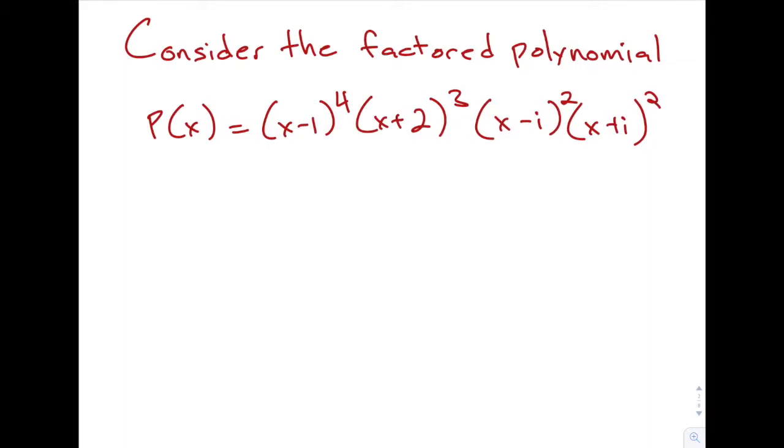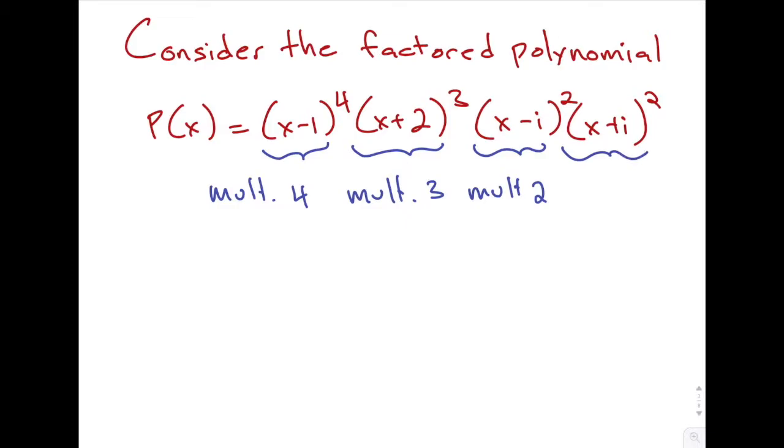And here's the difference. We have this zero, x minus 1, is of multiplicity 4, so we need to count it 4 times. Similarly, x plus 2 is of multiplicity 3, x minus i is of multiplicity 2, and x plus i is of multiplicity 2. If we count all of the zeros with multiplicity, then we can add up to the actual degree of the polynomial. And this is a special theorem that we have.